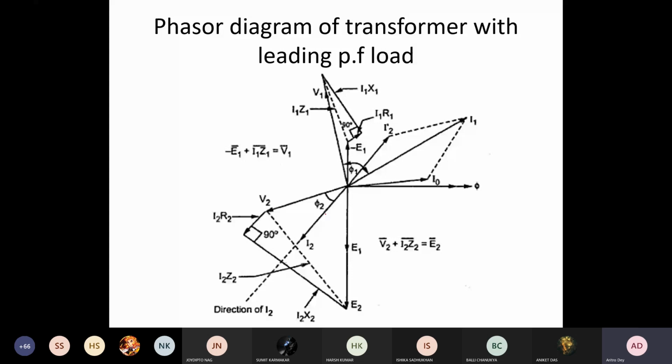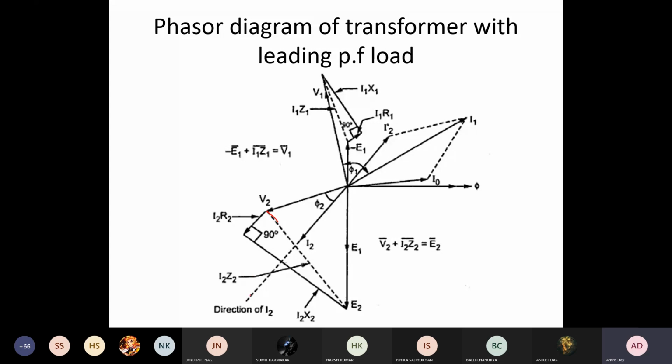So this is your V2, and this is the phi 2, which is leading V2 because we are using a capacitive load. Once you get this I2, you should just add I2 into R2 and J into I2 into X2. If you join these two, then you get your E2, right? And then this is your I2. This is the direction of I2.